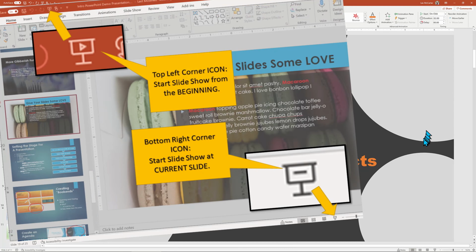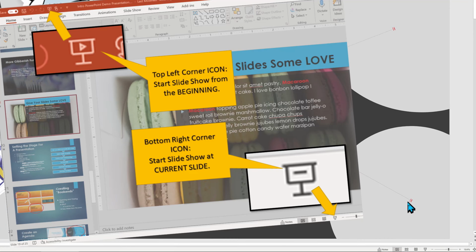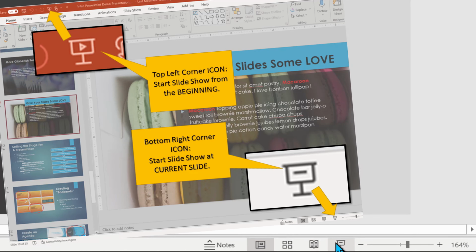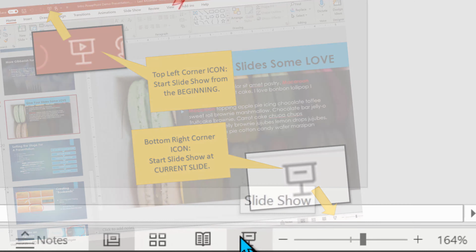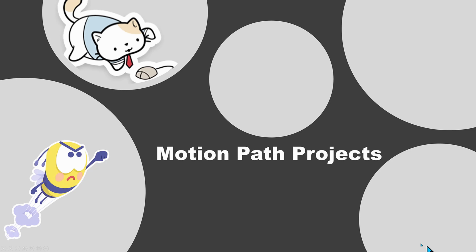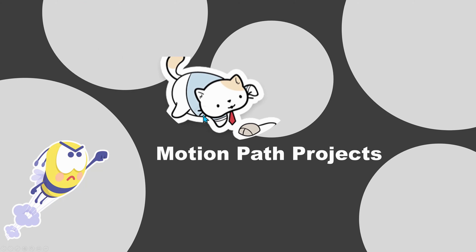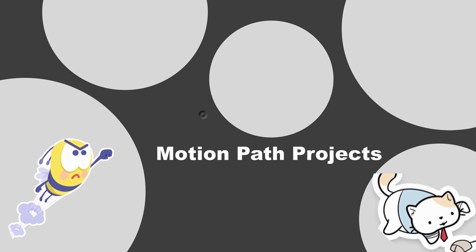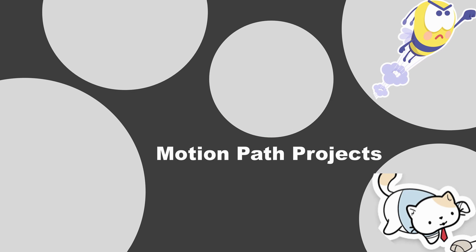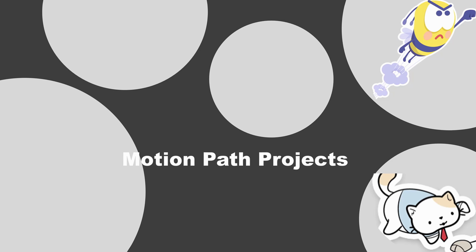But I want to only run the slideshow from this slide, not from the beginning. So I'm going to use the slideshow icon found on the bottom right-hand corner. First click, and there goes the mouse. Second click, there goes our bee. Third click, there's our motion going in a circle.